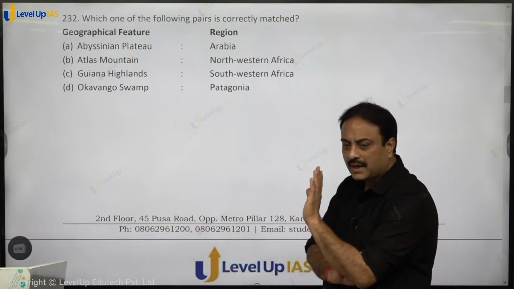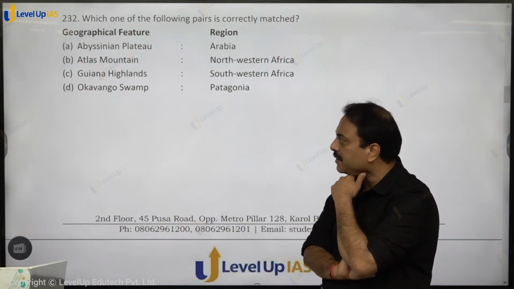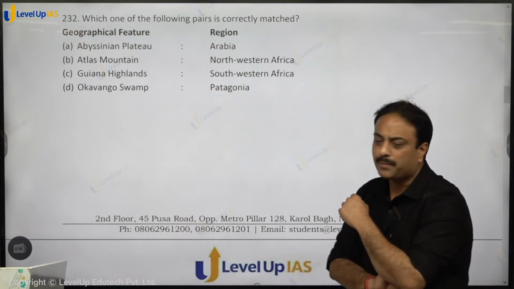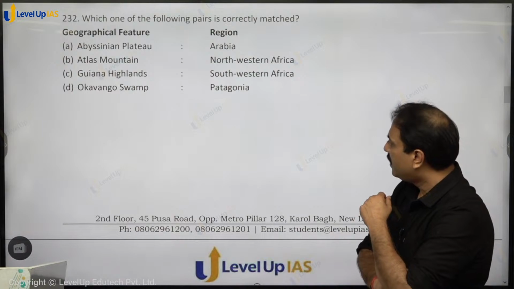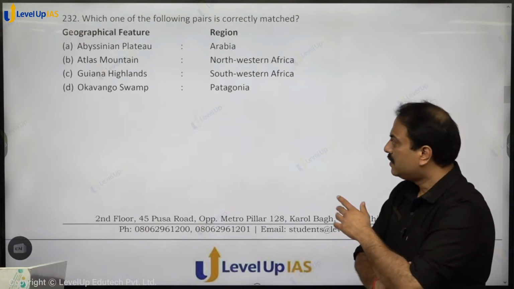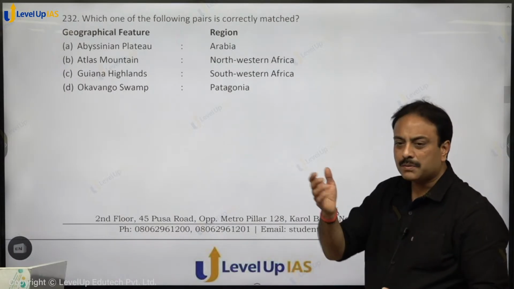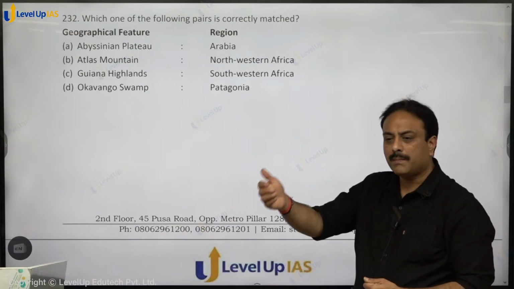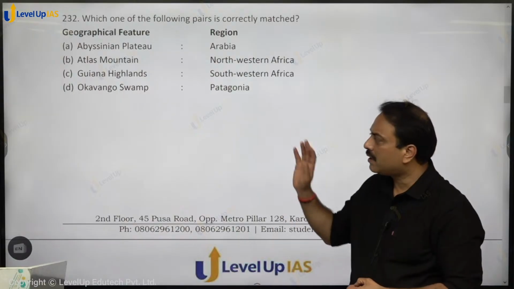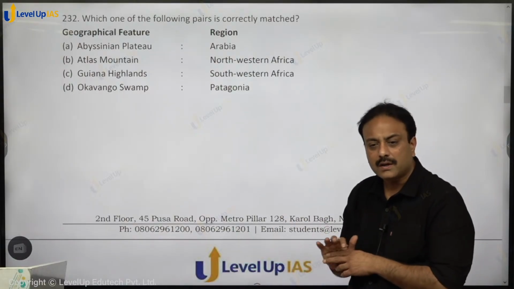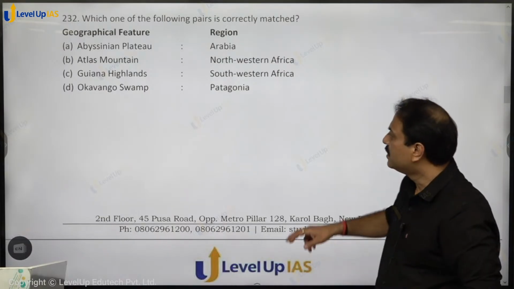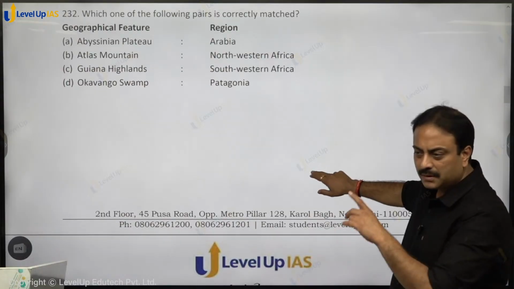So here only one has to be correct. They are written directly as A, B, C, D. So Atlas mountain, northwestern side of Africa, is the correct answer. Option B, B for boy, is the right answer over here. Guyana Highlands are present on the northern side of South America. There are small countries over there: Colombia, Venezuela, Suriname, Guyana. Then there is French Guiana, the overseas territory of France, the satellite launching pad of France. Right? Here the answer is B, B for boy.